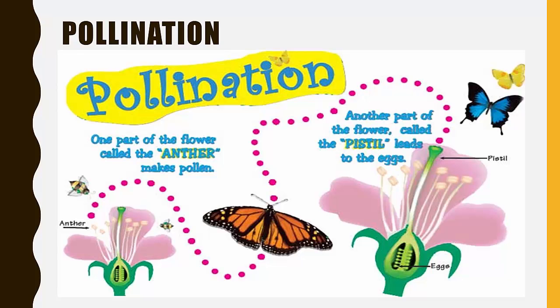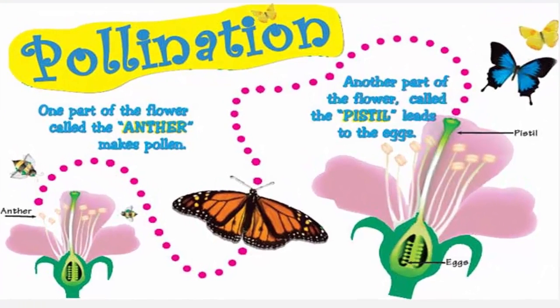Pollination. Pollination is the act of transferring pollen grains from the male anther of a flower to the female stigma. This process can be made possible with the help of different factors, for example insects, birds, wind, water, and even humans.